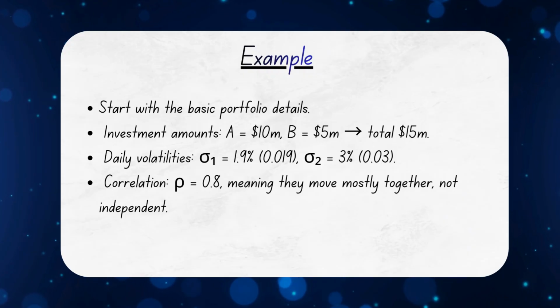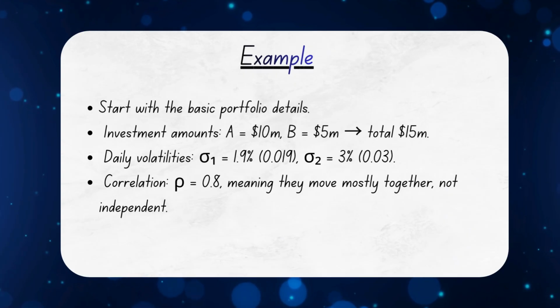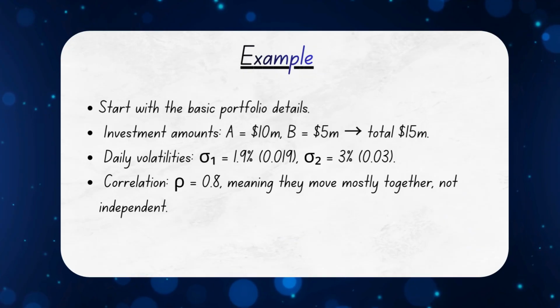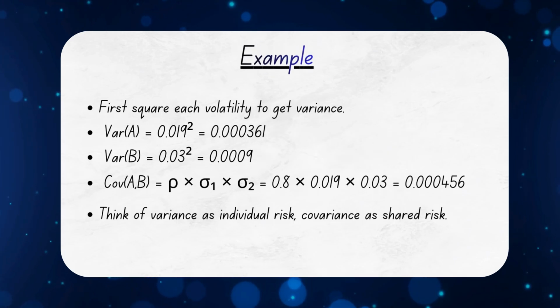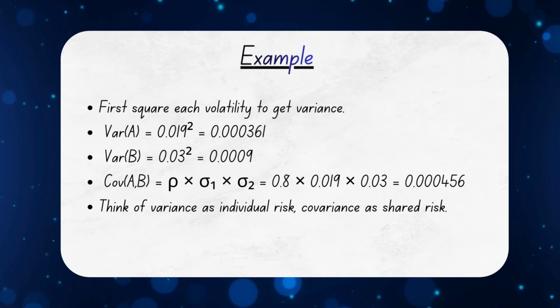If both rise and fall at the same time, losses stack up. This is called positive correlation, and here we assume a high correlation of 0.8, meaning they move mostly together. When correlation is high, diversification benefits disappear and the portfolio becomes riskier. When correlation is low or negative, losses in one asset can be offset by gains in another, which reduces total risk. To capture both individual risk and shared movement mathematically, we use something called the covariance matrix.